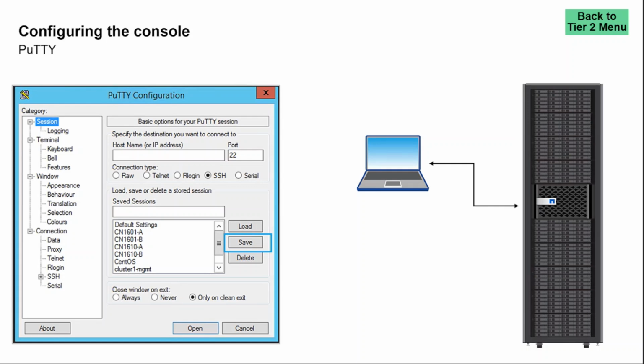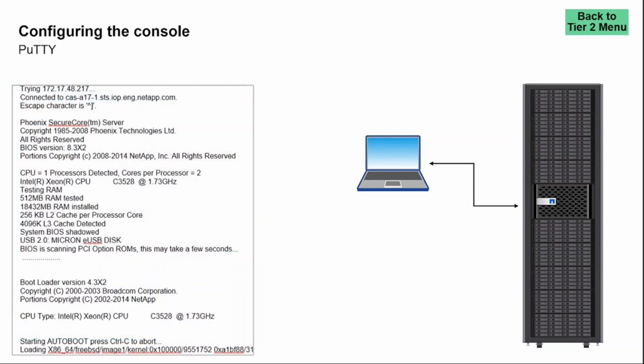In the left pane, click Session and then click Logging. Select All Session Output. Select or type a log file name. Select Always Append to the end of it. Clear the Flush Log File Frequently checkbox. In the left pane, click Session and then click Save to save your configuration.